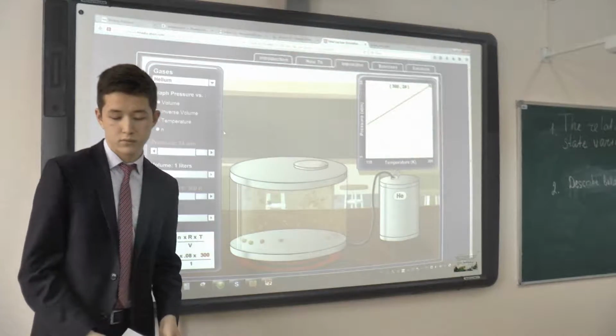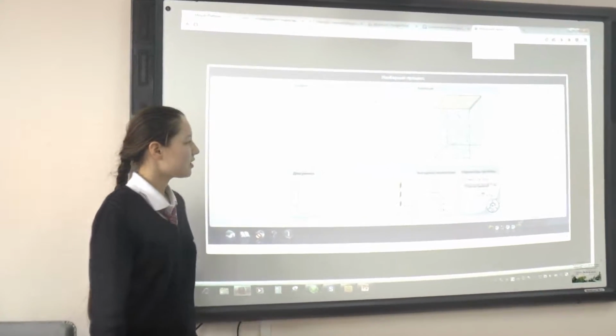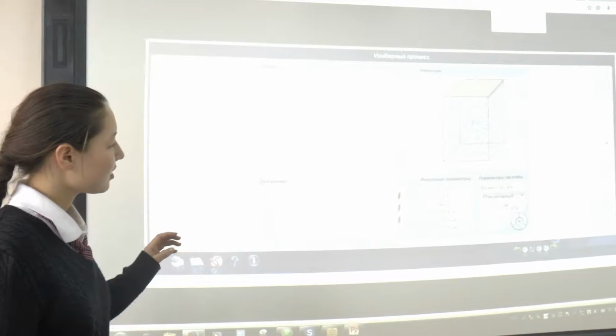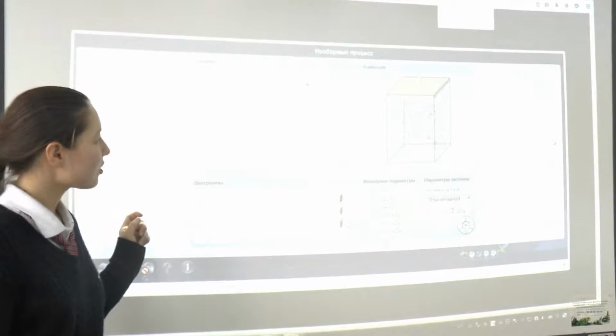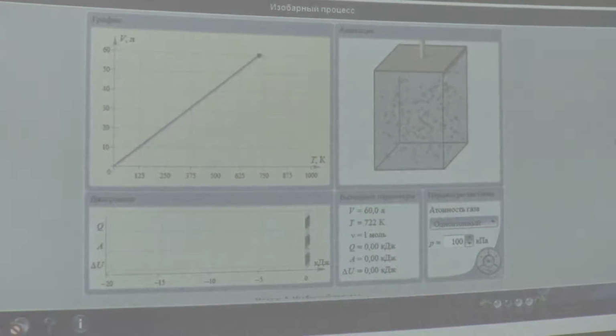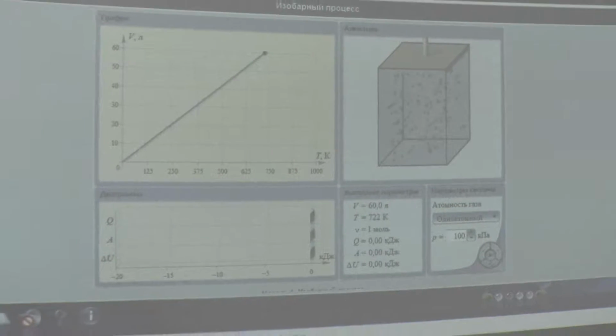Thank you. In the graph, we see isobaric process, and in this process, pressure is constant, so volume is directly proportional to the temperature. Thank you. Nikolai?